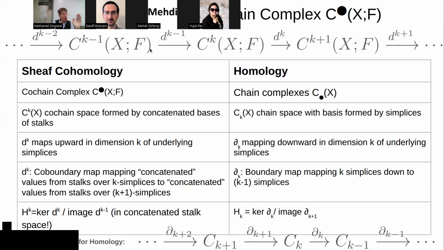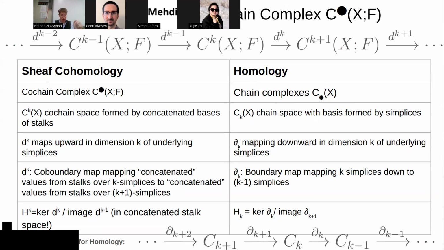But I'd like to zoom out for a second and say, look, we've talked today about two things which have a certain deep similarity, but certain differences. We've talked about homology and sheaf cohomology. Let's compare, because your heads are probably spinning.